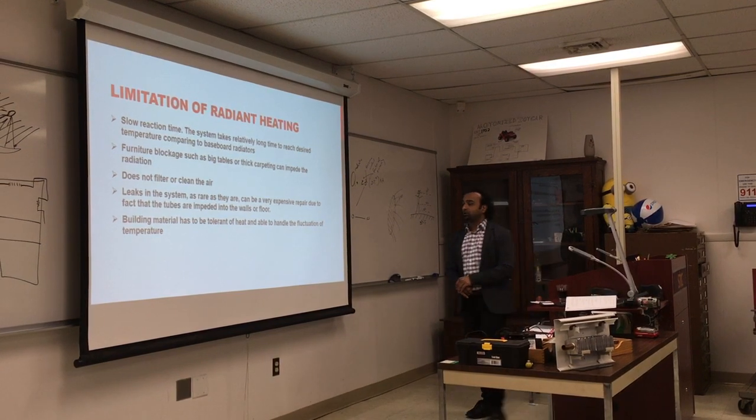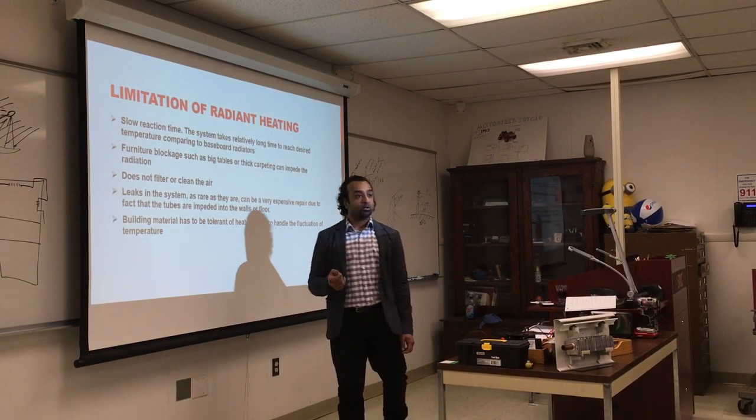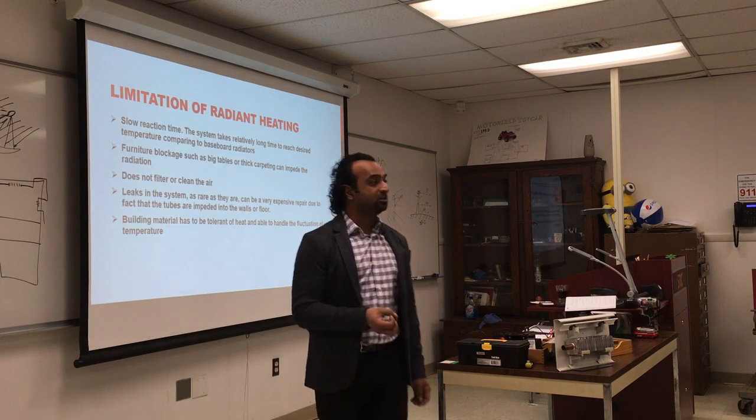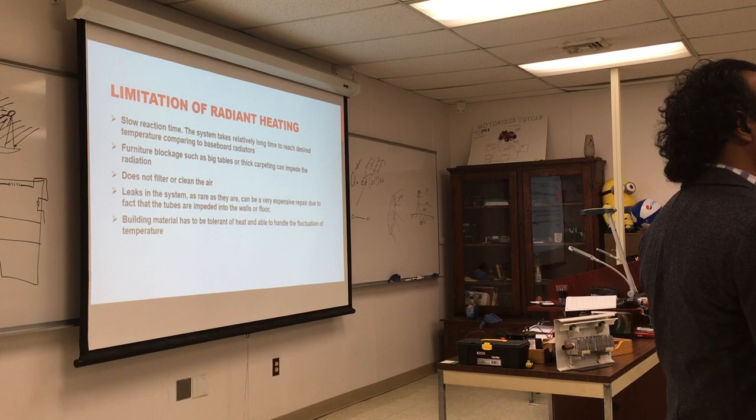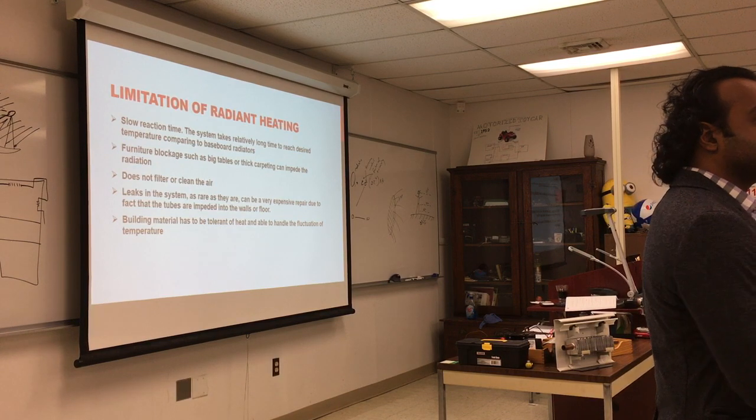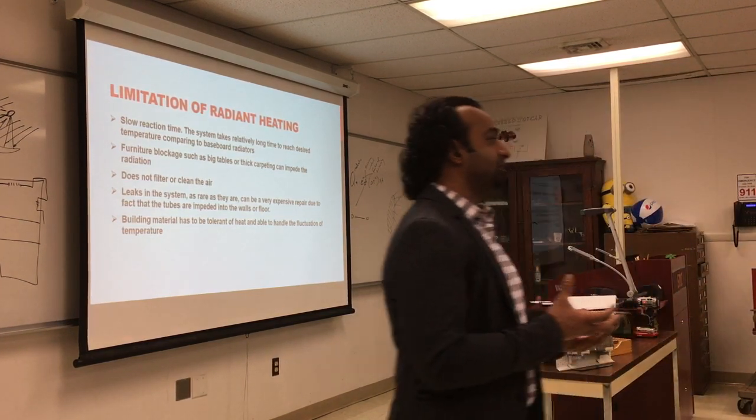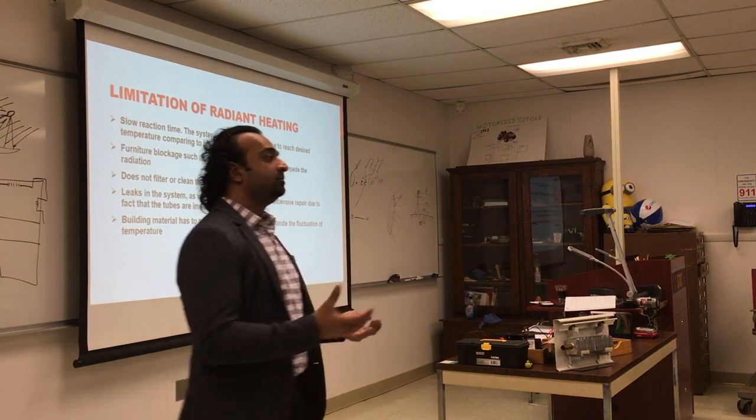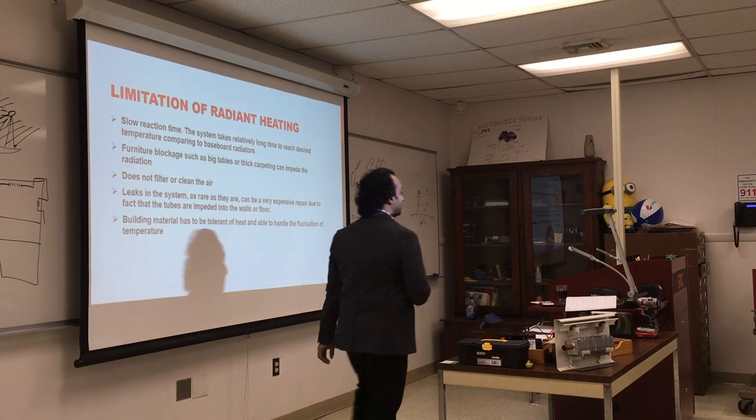Building material has to be tolerant of heat and able to handle the fluctuation of temperature. So whoever installs it, it's not a system that you just install on a whim, you have to plan for it. Whatever cement you put on it, the support has to be compatible with the material. Also, if you're putting glued carpeting or ceramic tiles, you have to know that this adhesive can stand temperatures between 85 and 95. Otherwise, you will slowly cook that carpet.